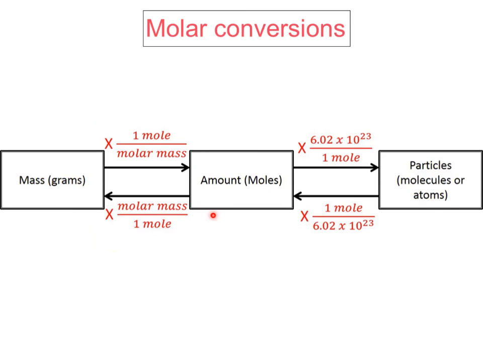When I'm going from moles to particles, I'm going to focus here. So moles to particles, I'm going to use Avogadro's number, and that's on the top, while 1 mole is on the bottom of the conversion factor. And from particles to moles, I'm going to use 1 mole over 6.022 times 10 to the 23. Now, if I'm going to go from grams to particles, I need both the molar mass and Avogadro's number. And backwards, I need Avogadro's number and molar mass.